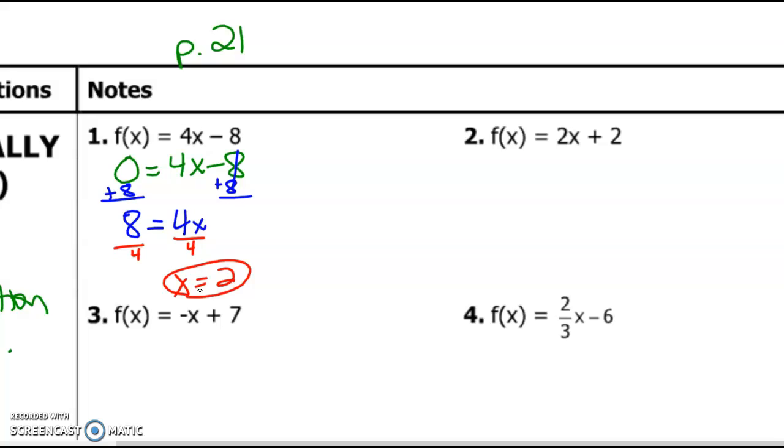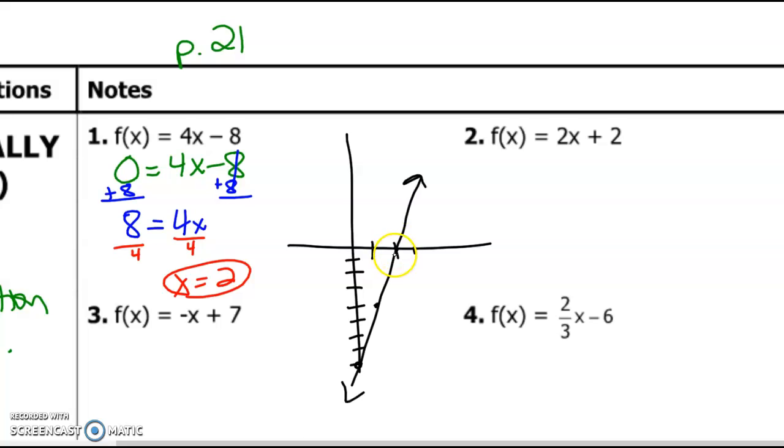Okay? If I would graph this out, 4x minus 8 would look something like this. And notice that where does the line cross the x-axis? It's still at x equals 2. So if you solve it graphically and you solve it algebraically, you should be getting the same answer. So we think of where does it cross the x-axis? At 2. Well, that's also the same value for the 0, x equals 2.